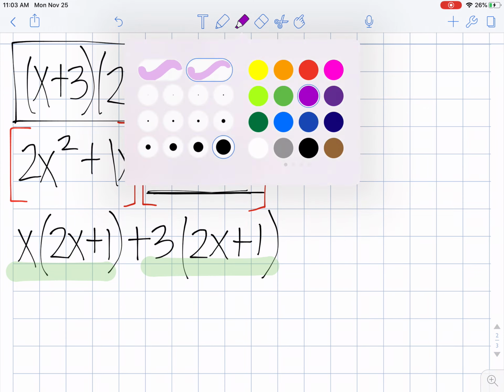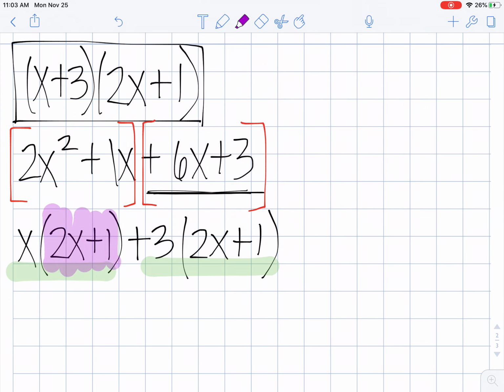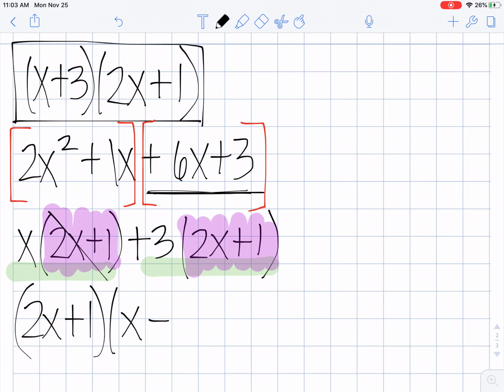Again, if I now look at my two groups, I have this first group and this second group. What do both of these have the same? They both have a 2x plus 1. So if I take out the 2x plus 1, if I factor it out, in my first group I'm left with an x, and in my second group I'm left with a 3. And this is my final answer.